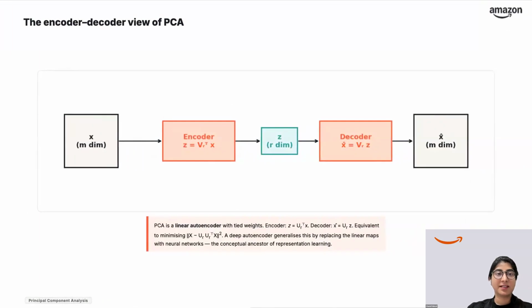In the literature, people have also shown PCA as an encoder-decoder sort of view. This is a linear autoencoder. You start off with an m-dimensional image or data set, and you get the K dimensional, smaller set. And then from that smaller set, you multiply and get the m-dimensional signal back, right?